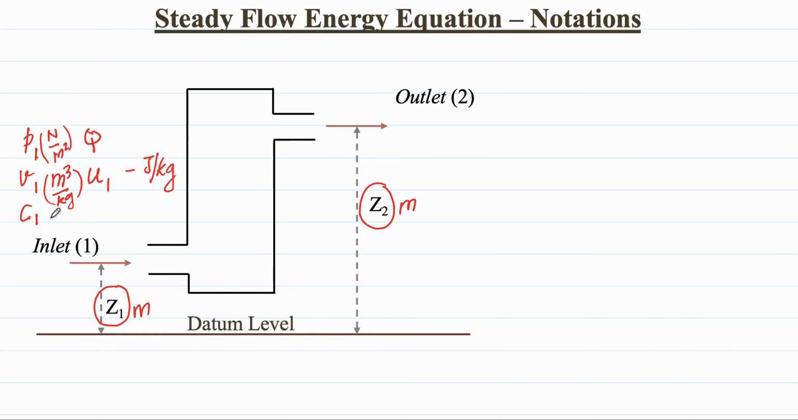And C is the velocity at the inlet. So we are going to take the unit meter per second. And heat is supplied to the system. Again, we are going to take joule per kilogram.